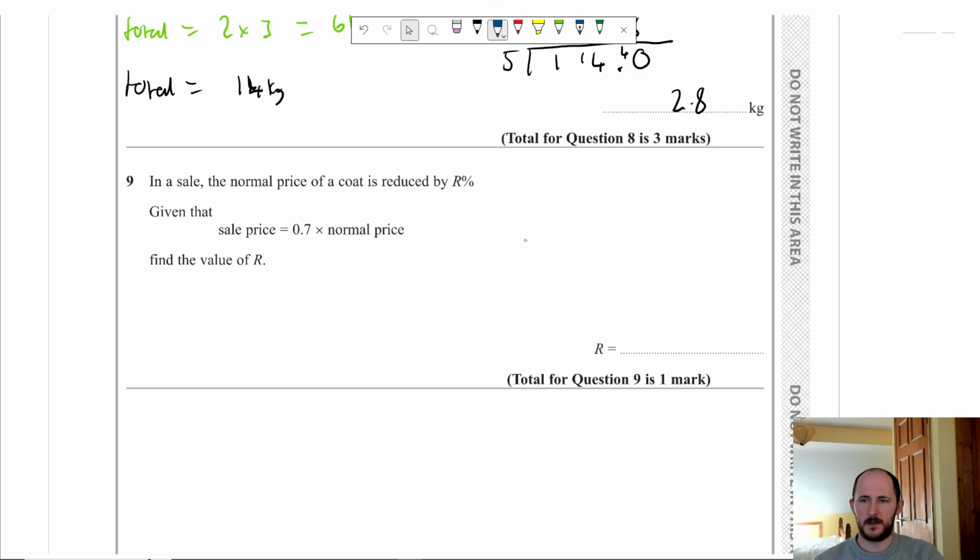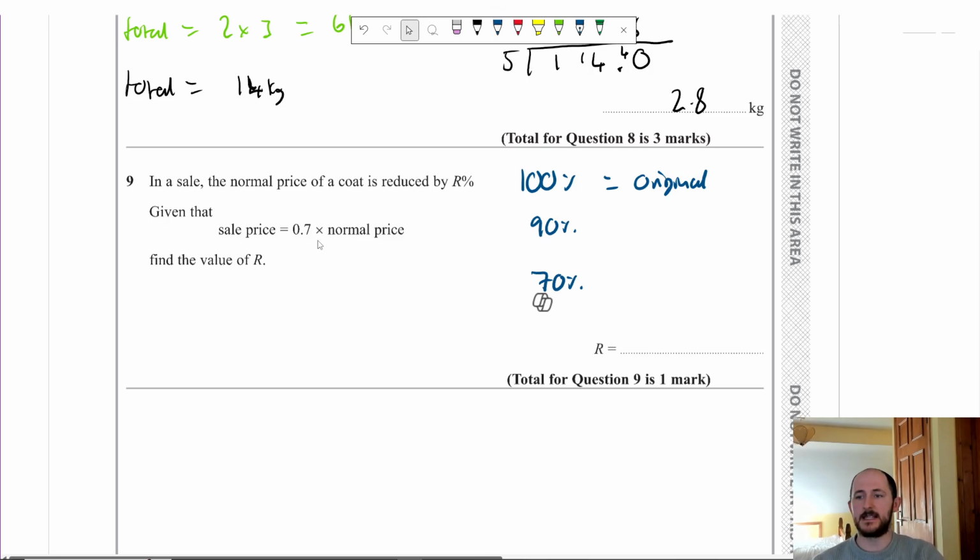Now, here's the logic. When we reduce something in a sale, 100% is the original price. Then we go down to whatever percent, depending on what the sale is. If it's a 10% sale, we go down to 90%. If it's a 30% sale, we go down to 70% and so on. In this case, 0.7 as a percentage is 70%. So this must have been a 30% decrease, which means R is just equal to 30, because we have to do 0.7 times the normal price.